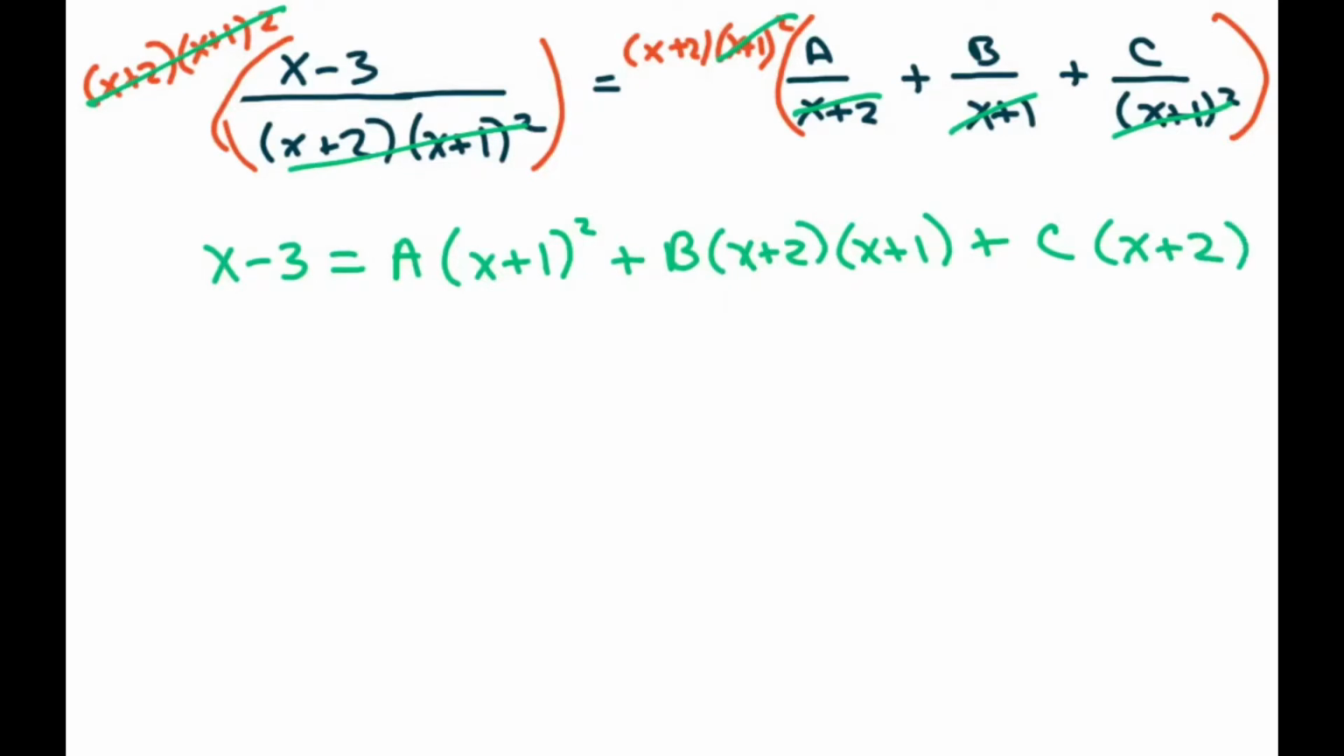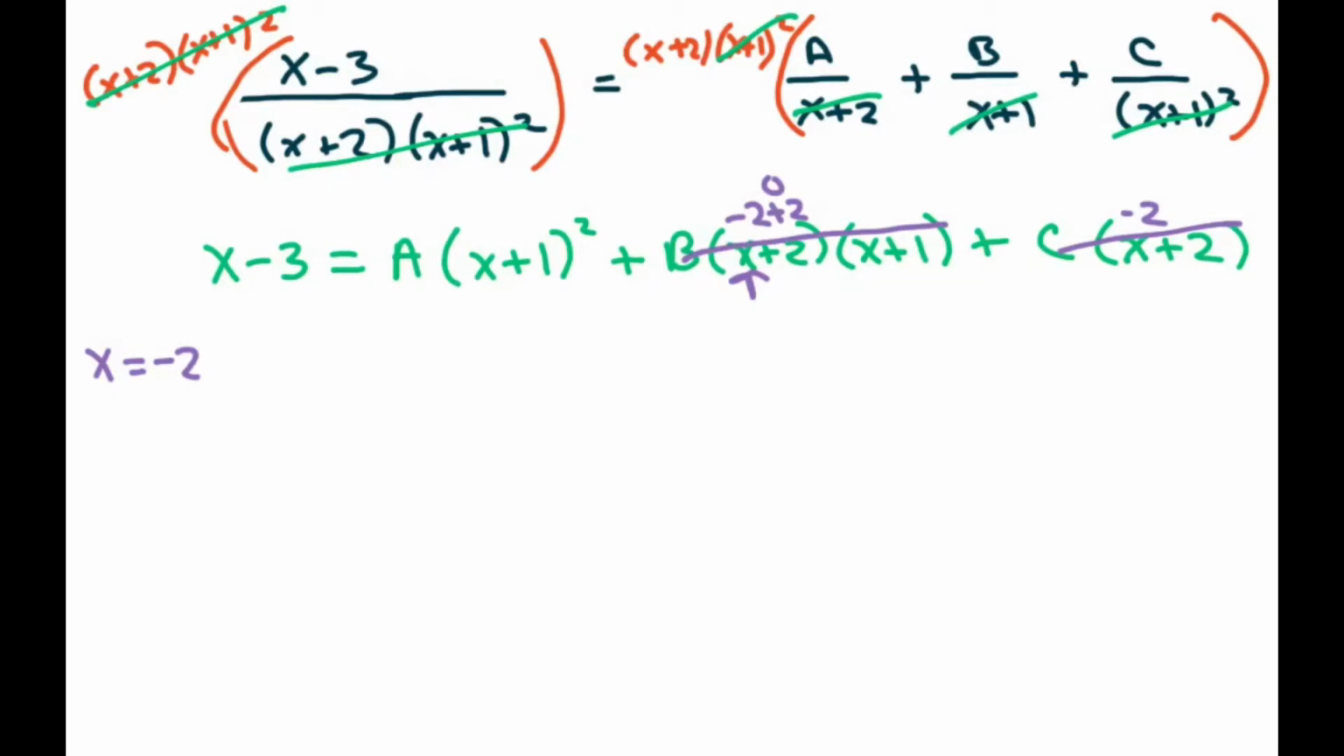So the first thing I'm going to do is let x equal negative 2. I'm going to let x equal negative 2, because if I do, that will eliminate my B here, because this will be 0. That will be 0, and that zeroes that out. And if I put negative 2 here, that will zero the C out. So that's going to be 0 times C, and 0 times B times x plus 1 is just going to be 0.